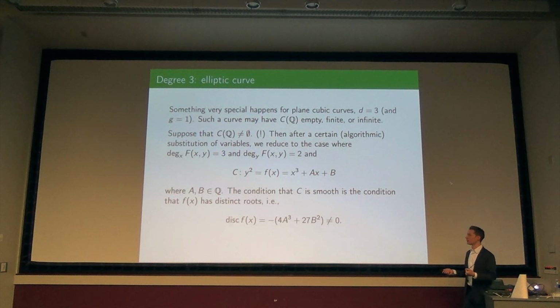And so that's generically going to be the case. It's really hard on poor A and B to have the property that their discriminant is 0. So this happens most of the time, but you do have to check it. Otherwise, you're in a degenerate case.